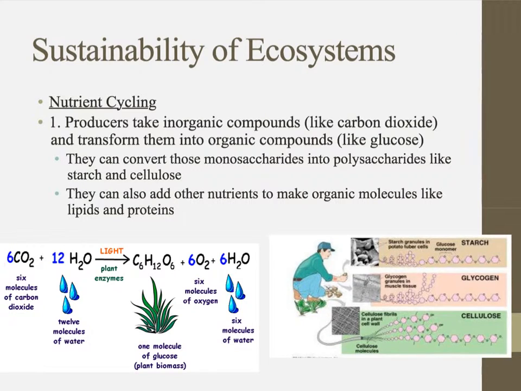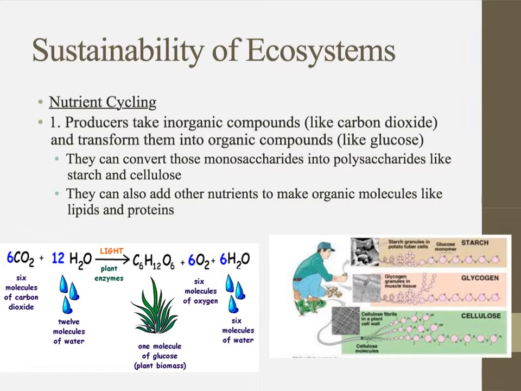So how does this nutrient cycling exactly take place? Well, it's going to be a series of steps here. Okay, so step number 1. Producers like plants, algae, certain types of bacteria are going to take inorganic compounds like carbon dioxide or water and transform them into organic compounds like glucose. So the goal is to go from inorganic to organic.